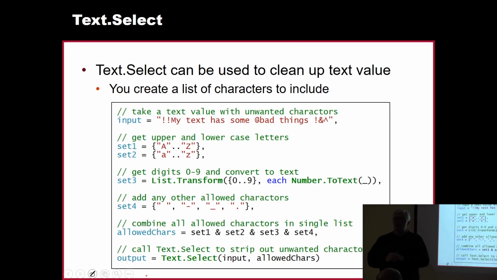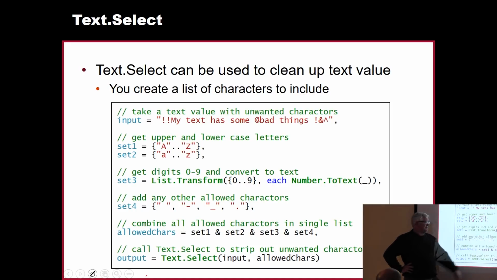The problem is I can't think of what people might do in the future. So instead of creating the list to exclude things, why don't we come up with the list of what to include? So I can say set 1, and this is a tricky way to do a list where I say give me everything from this to that. Now this is going to give me all the capital letters A through Z. This is going to give me all the lowercase letters A through Z. And now I can do something like this, List.Transform. I'm hoping I'm not stealing the thunder of who's going to come next.